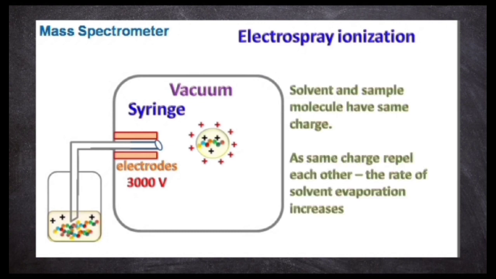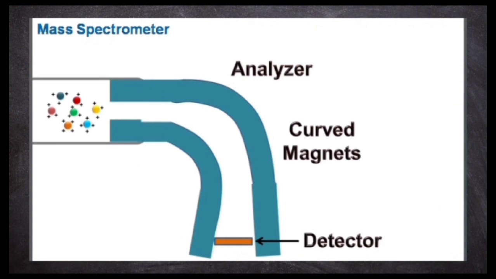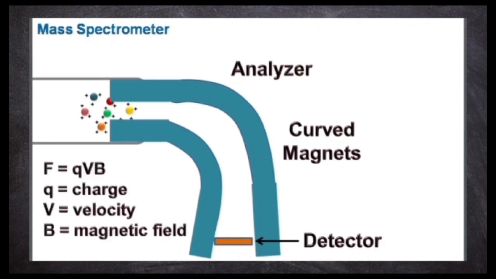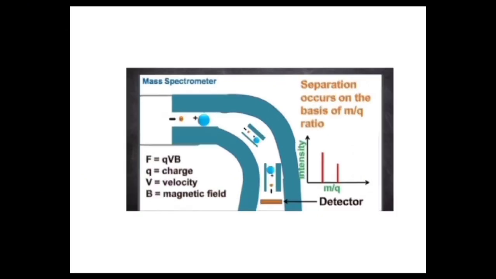Now we will talk about the analyzer. The charged ions which came from the three techniques enter the analyzer and are allowed to pass through the magnet. For a charged particle in the magnetic field, the force is equal to QVB. The separation of ions occurs. After separation, they pass through a curved way and are detected by the detector, and the information is obtained on the computer.